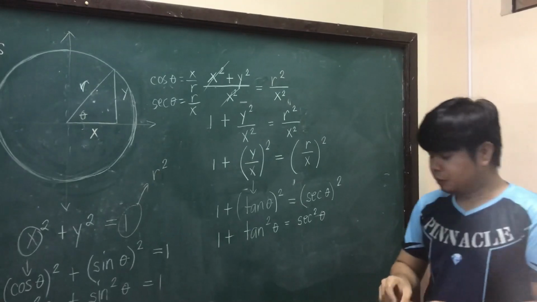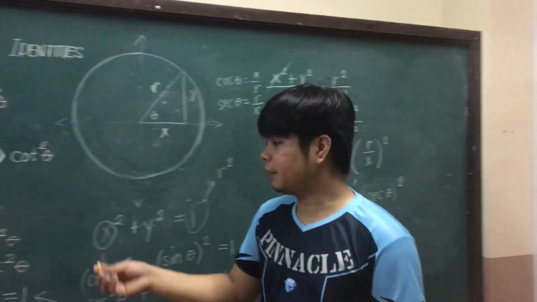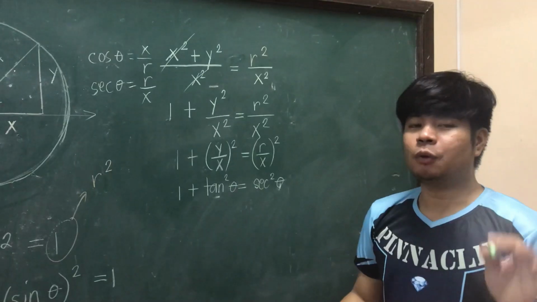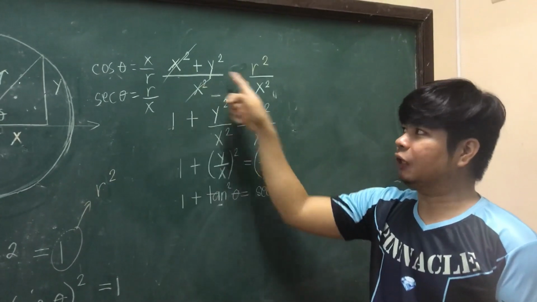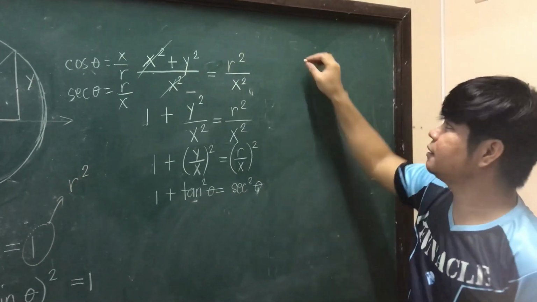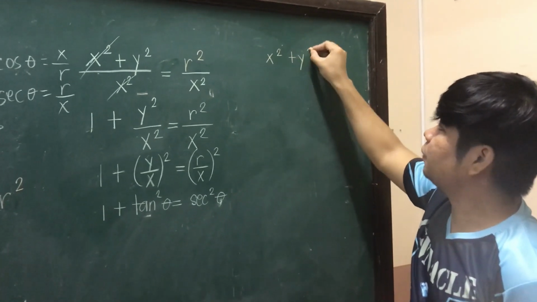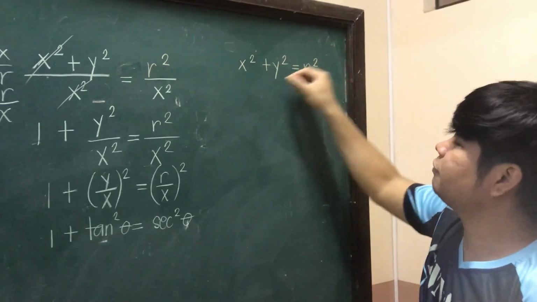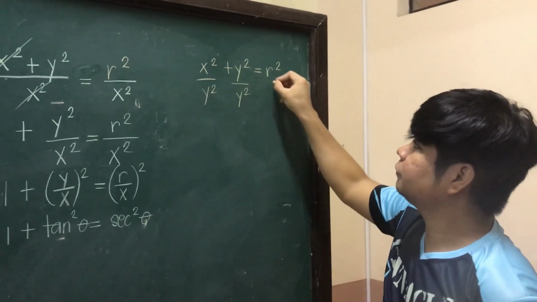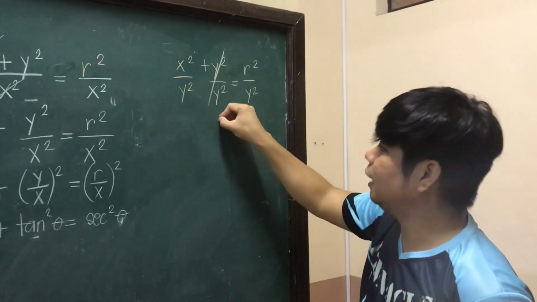And you see, we were able to get this identity, compared to what we got from the hexagon. So a while ago, we divided the equation by x squared. Now we divide both sides by y squared. So we have x squared plus y squared is equal to r squared. Divide both sides by y squared, and you observe what's going to happen. So this will be 1.